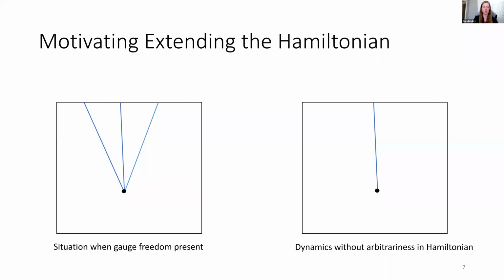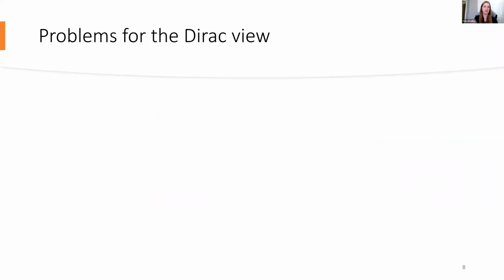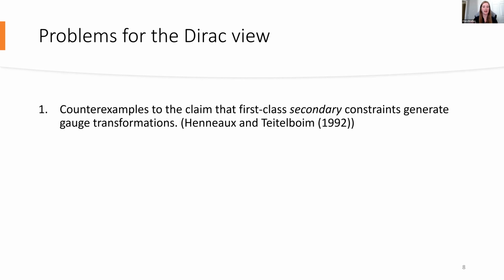So the Dirac view of gauge transformations has arguably become the standard one, and is the one that's presented in several textbooks on the foundations of the constraint Hamiltonian formalism. But there have been several arguments that in fact the Dirac view is not right. So just to give a few of the problems that have been presented for the Dirac view. First, there have been some counterexamples to the claim that first-class constraints of a particular kind, called the secondary ones, and we'll describe what those are later, generate gauge transformations.